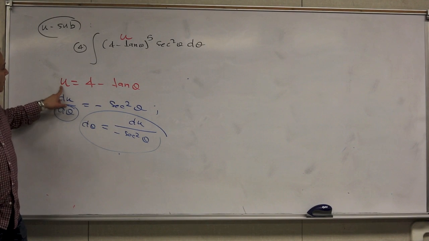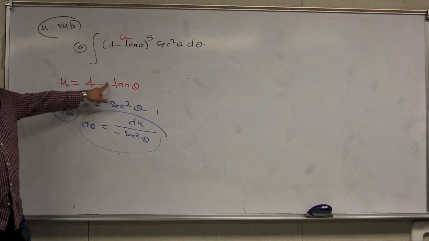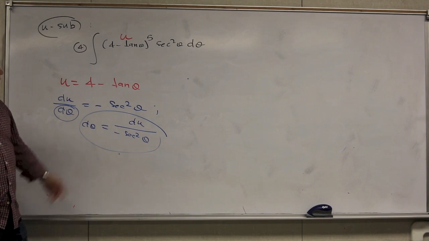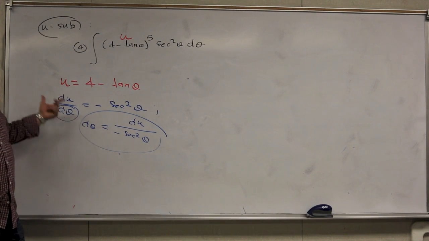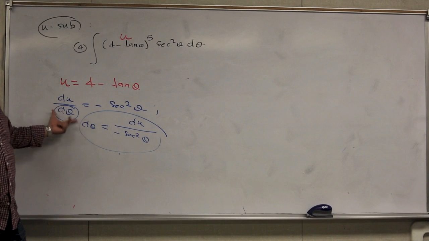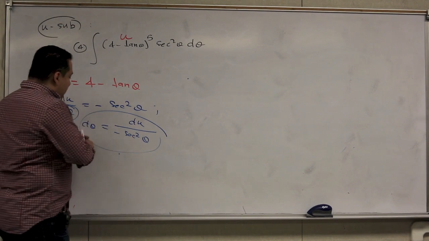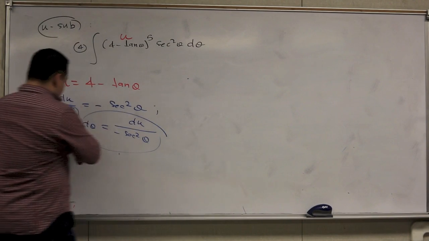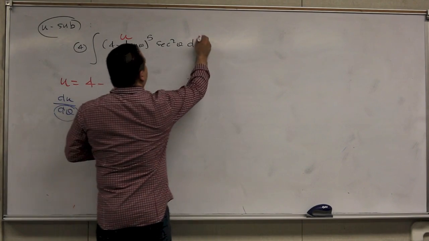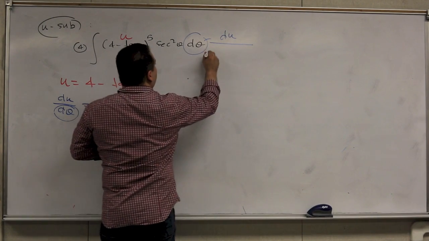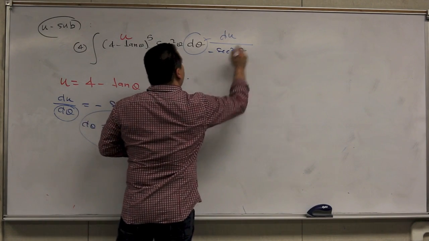I need now du d theta because u is a function of theta. So I get du d theta to be minus secant squared theta. This is not dx. So we don't solve for dx. We solve for what? D theta. And what do you get? D theta is du over minus secant squared theta. So what do I replace this d theta with? Du over minus secant squared theta.